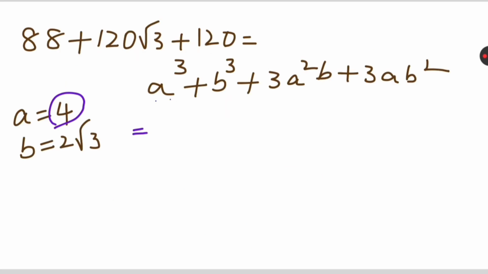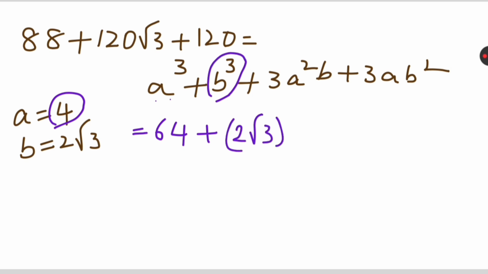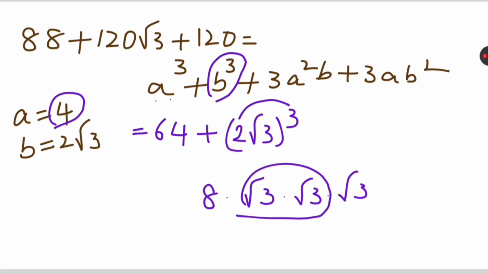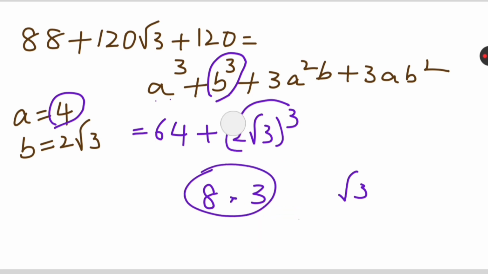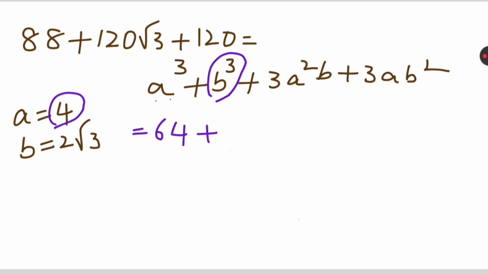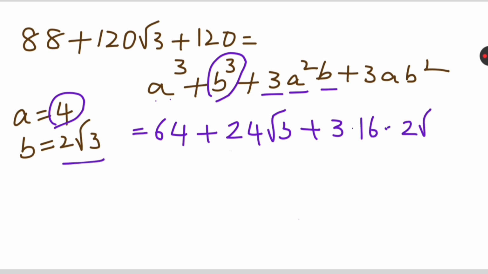Our a value is 4. 4 cube is 64 plus b value is 2 root 3. So 2 root 3 whole cube, the value is 2 cube is nothing but 8 and root 3 whole cube we can write in terms. Here root 3 times root 3 which gives 3 only. So 8 times 3 which is 24 root 3. So root 3 whole cube, the value is 24 root 3. So let's write 24 root 3 plus what we have 3. Then a power 2 which is 4 power 2, that is 16, times b value is 2 root 3. 3 times 16 is 48. 48 times 2 is 96. So 96 root 3. So 24 root 3 plus 96 root 3. After adding, then you'll get 120 root 3.